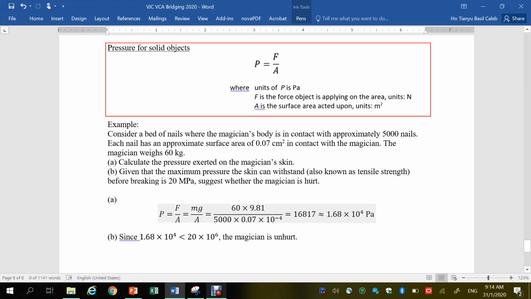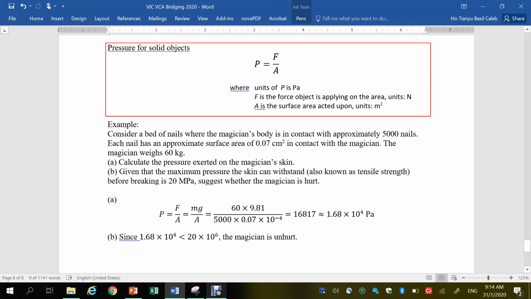Well, all we have to do is take pressure equals the force divided by the area. Okay? The force is the weight of the magician, so that's 60 times 9.81. The area that's in contact is 5,000 nails times the individual area. So cm squared converted to meters squared is 0.07 times 10 to the power minus 4. We find that the pressure exerted on the skin is roughly about 1.68 times 10 to the power 4 pascals.